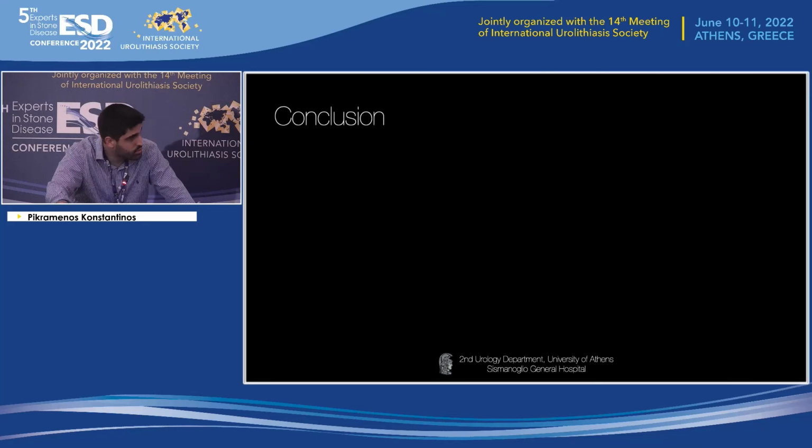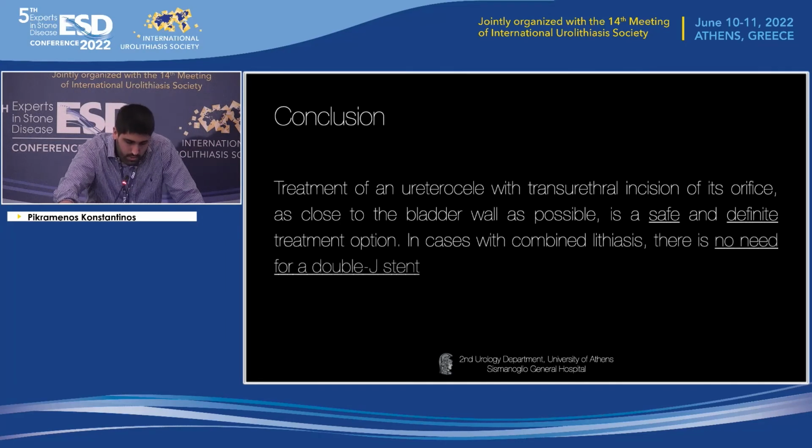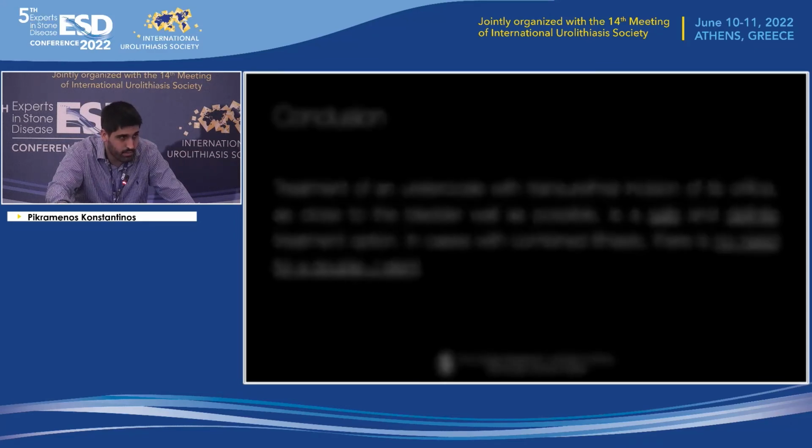So our conclusion is that the treatment of a ureterocele using an incision of its orifice as close as possible to the bladder wall is a safe and definite solution without the need of a double J placement.